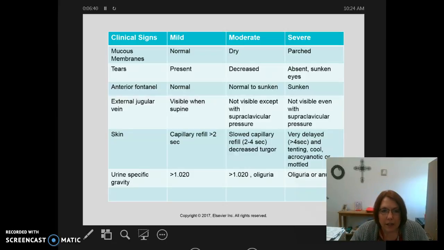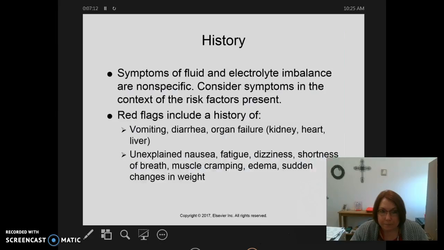They might have a visible external jugular in mild, but then that disappears as they get into severe. The skin: capillary refill goes from greater than 2 seconds under mild to very delayed, greater than 4 seconds, and then their skin will become tinted and cool, and they'll have acrocyanosis or mottling, which means their extremities will be almost a bluish color. And then their urine specific gravity is going to change, greater than 1.020, and then gradually getting into oliguria and then anuria, which is the absence of urine.